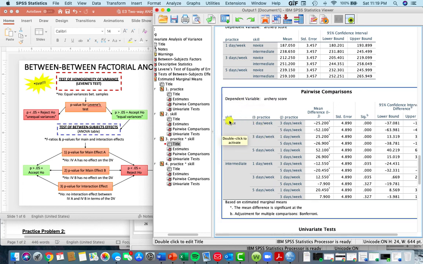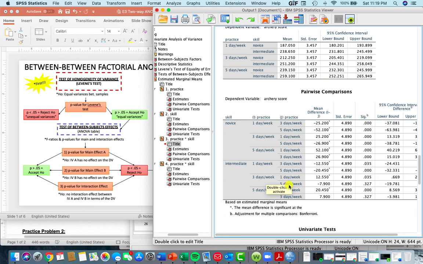So remember the word or variable that you place within the parentheses after you put compare in the syntax is going to be what you're actually comparing. Those are the pairwise comparisons, but it's going to be within the groups of the other variable. So in this respect, you can see that most all of our pairwise comparisons for our interaction effect or simple effects are significant, with the exception of intermediates between their 3-day and 5-day per week practice frequencies. Okay.